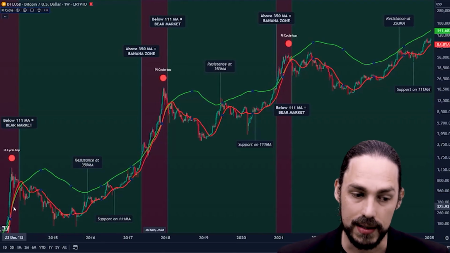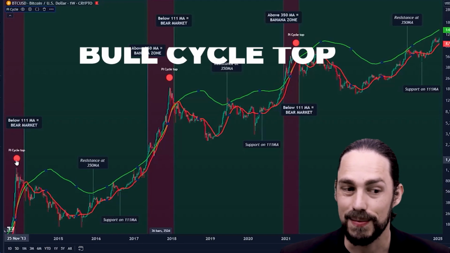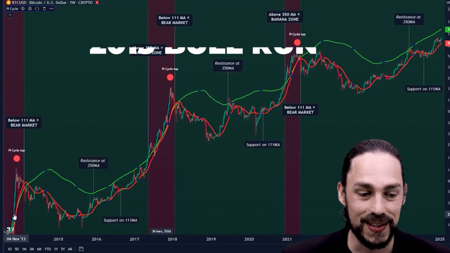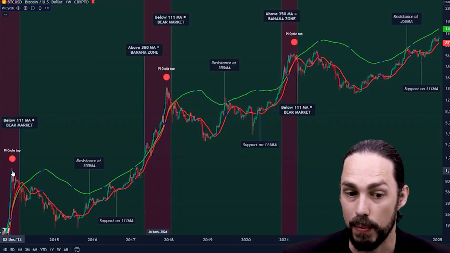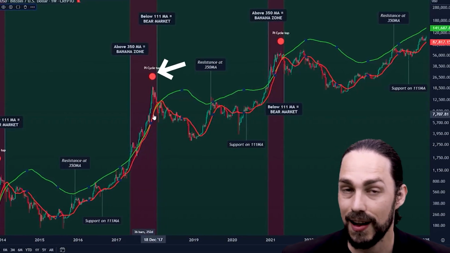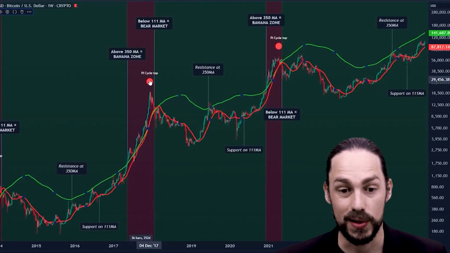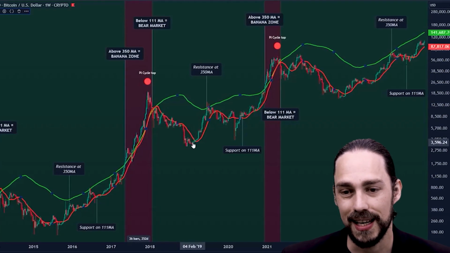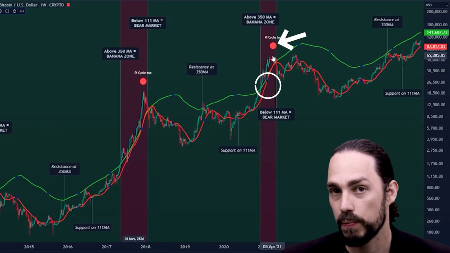Every single time that this red line crosses above the green line, it marks the bull run or bull cycle top for Bitcoin. And you can see during the 2013 bull run, it printed the Pi Cycle Top Indicator at exactly the top of the market. Then we come to 2017, and you can see as soon as that red line crosses above the green line, it printed another Pi Cycle Top Indicator with eerie accuracy. You can see that as we entered into our bear market after that. And then in 2021, again, it printed the exact top of the bull run.